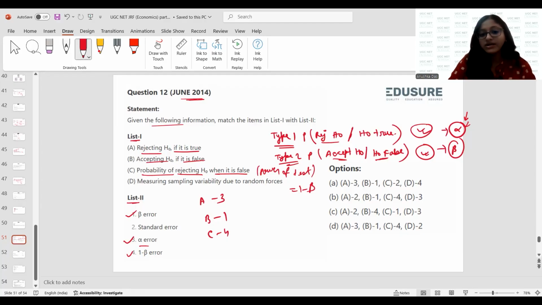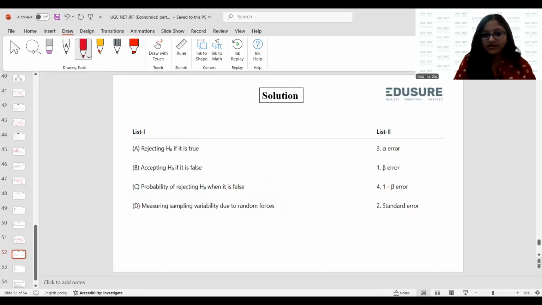That is the power. And the final thing is that measuring sample variability due to random forces, that will be given by the standard error. So this will be the matching. Let's see, A is 3, B is 1, C is 4, and D is 2. So D will be the right option. So see here, given you the list, you can take a look at this list. So D will be the right answer.